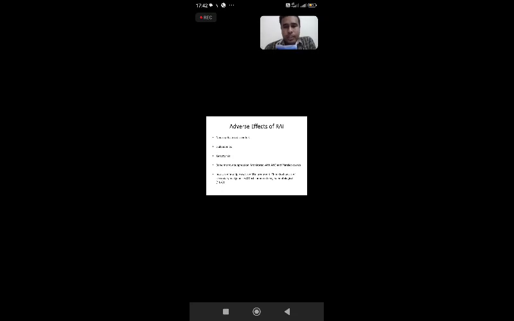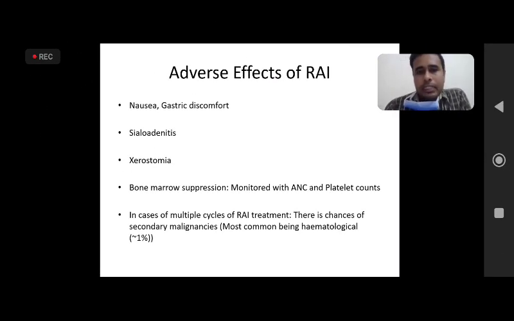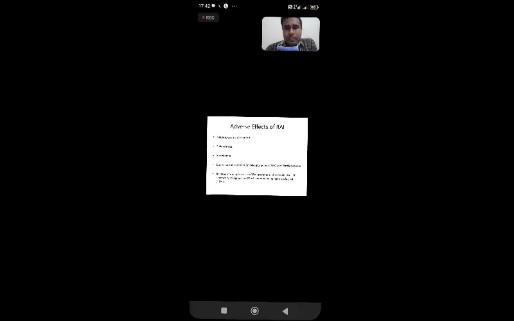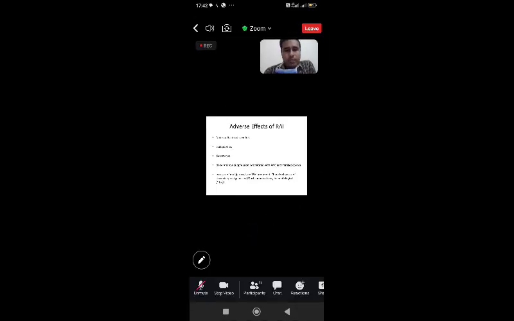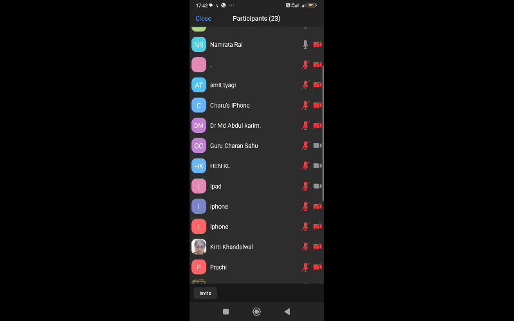...than 1 curie, that is more than 1000 millicurie. And the patients who are receiving multiple cycles also have a minimal chance of secondary malignancy. Most common is the hematological malignancy.